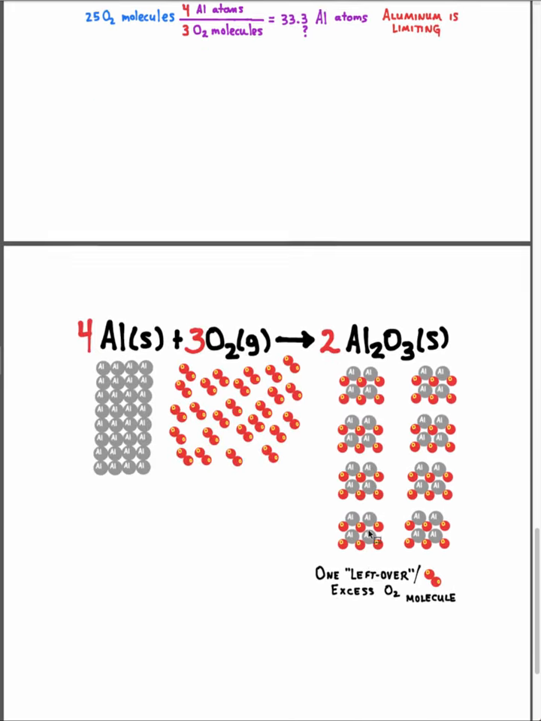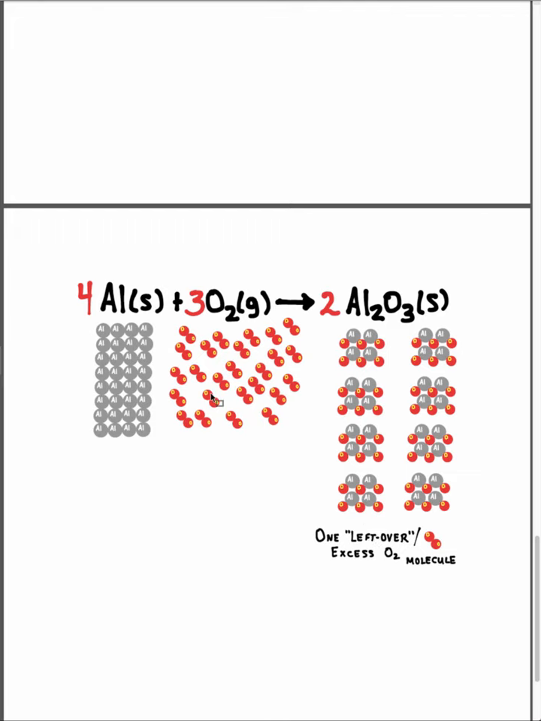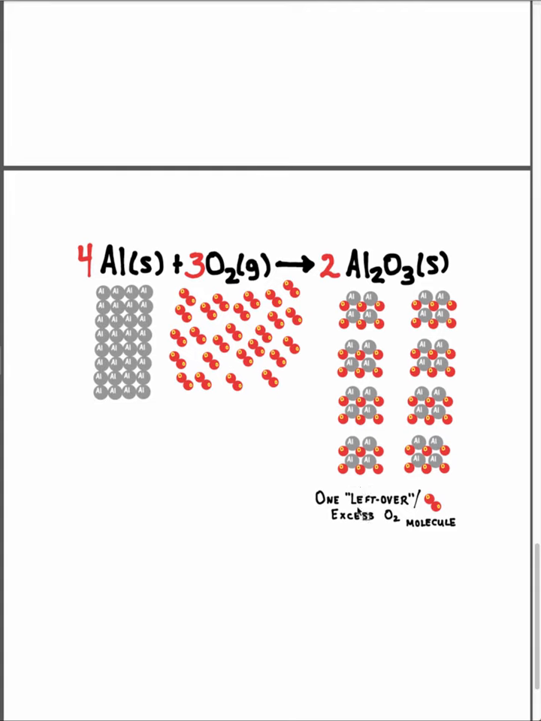But then I drew one more picture, and here it is. So 1, 2, 3, 4 aluminums react with 1, 2, 3 oxygens, and again 1, 2, 3, 4 react with 1, 2, 3, and so on. And there's some of the structure. So it all fits together, and I've got one leftover oxygen molecule. Isn't that cute? Just kidding.